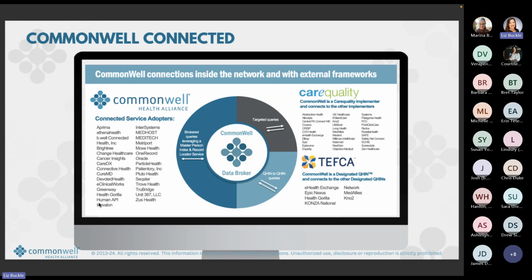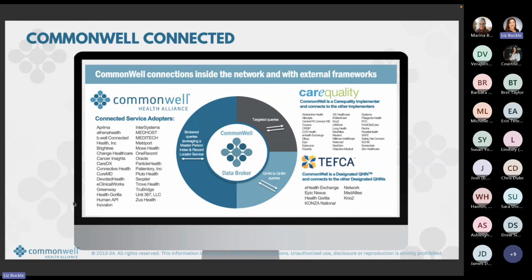So inside of CommonWell, and we'll talk a little bit more about this soon, we use brokered queries. We leverage a master person index and record locator service. And that means that our members that connect into us only have to maintain one connection, between their system or systems and CommonWell. And then we broker on their behalf so that they don't have to maintain connections with tens or even hundreds of other endpoints.